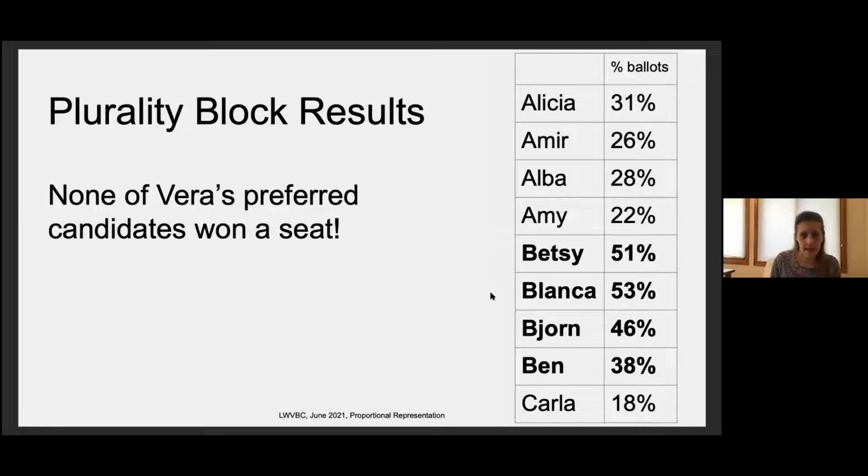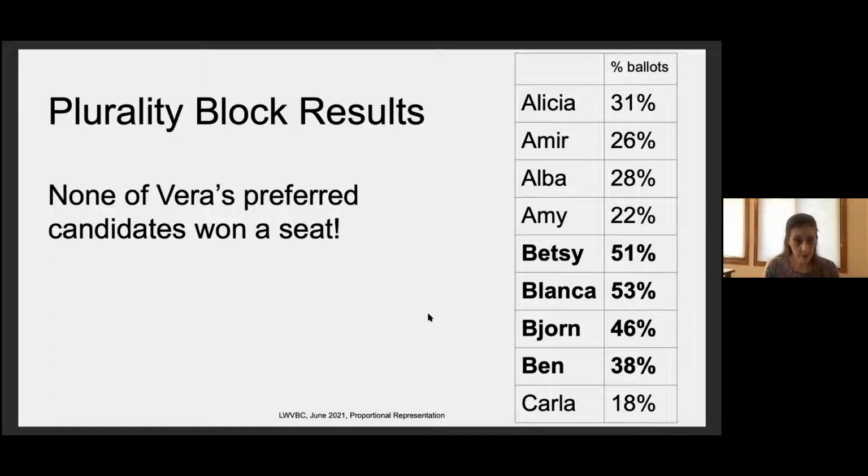Everybody who supports the As votes for the As. Everybody who supports the Bs votes for all the Bs. And so the Bs get the most votes because they have a plurality of support. And Vera is completely shut out. None of her preferred candidates get a seat on this council. So you can probably see why this system is problematic.